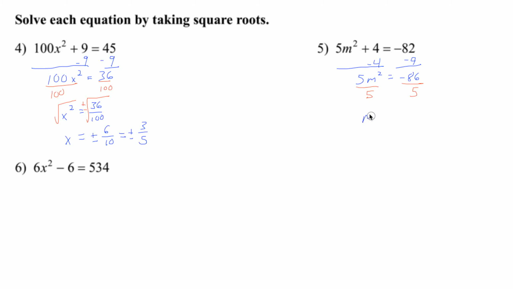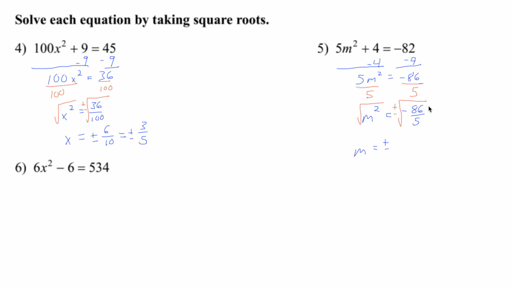And we get m squared equals negative 86 over 5. We want to solve for m, so we'll take the square root of both sides. Make sure we put plus or minus. And we have m equals plus or minus.